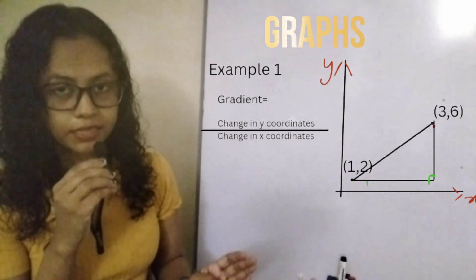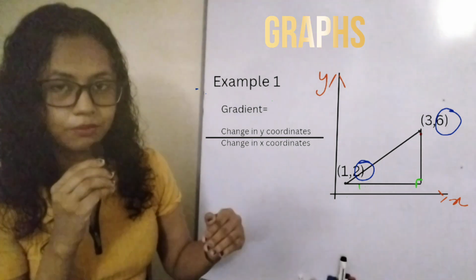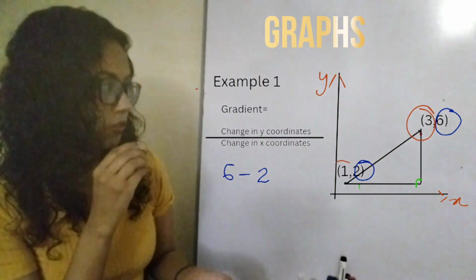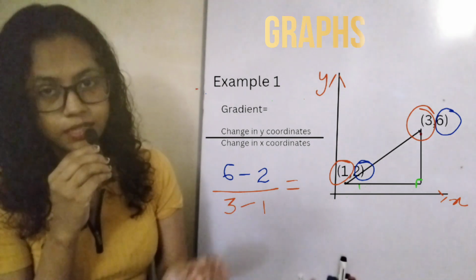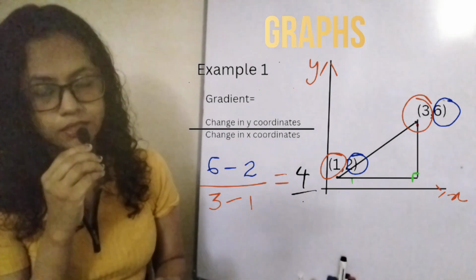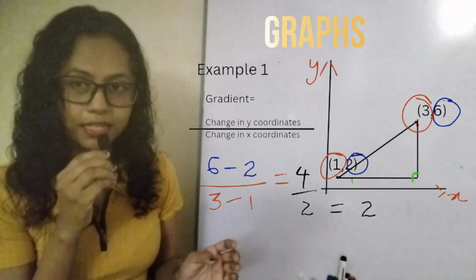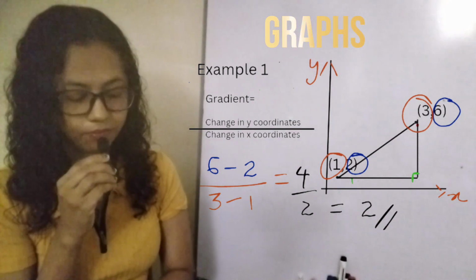6 and 2. So change in y coordinate is 6 minus 2 and it is divided by change in x coordinate. So what is the change in x coordinate? It is 3 minus 1. So we have 4 over 2, that means 2. So what is the gradient of this line? Plus 2. This is a positive gradient.